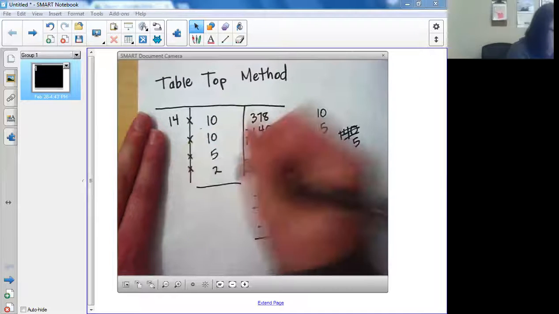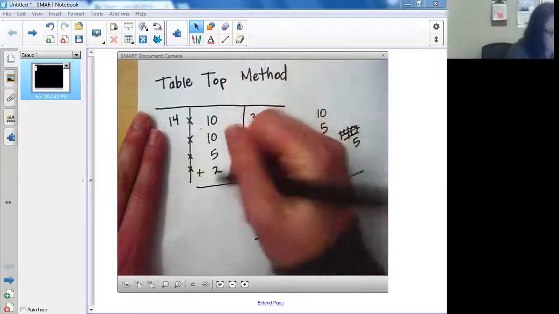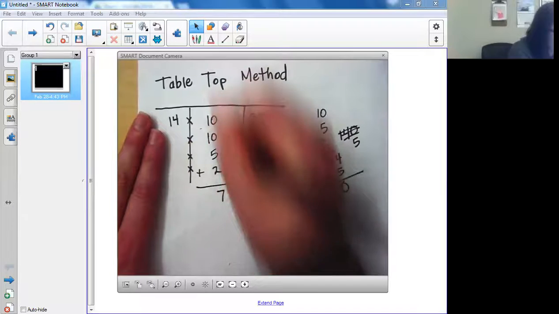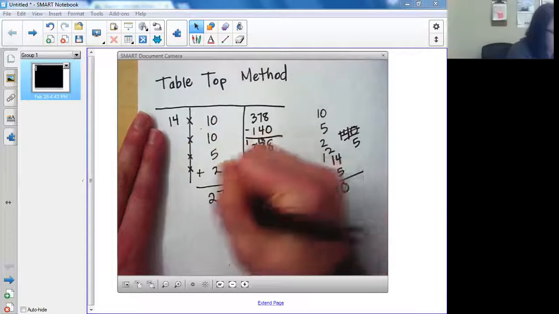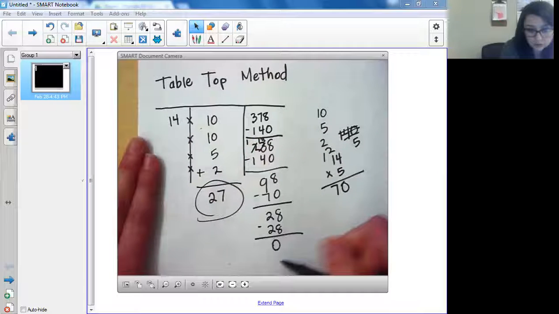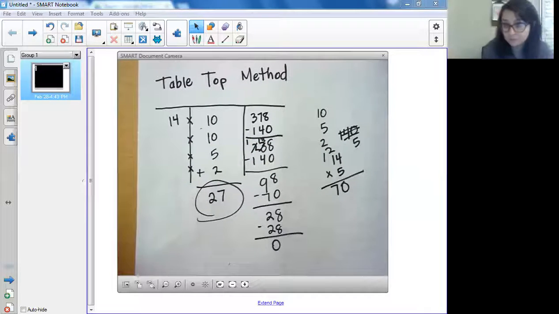Then to get our solution or our quotient, we just add up this middle column. And our quotient is going to be 27. If there was a remainder, it would be found in your right-hand column. And that's the tabletop method.